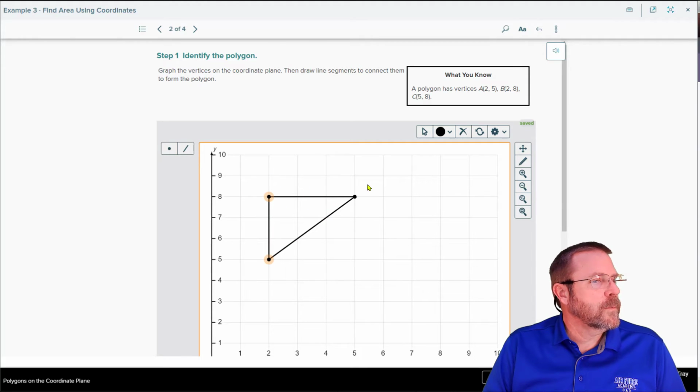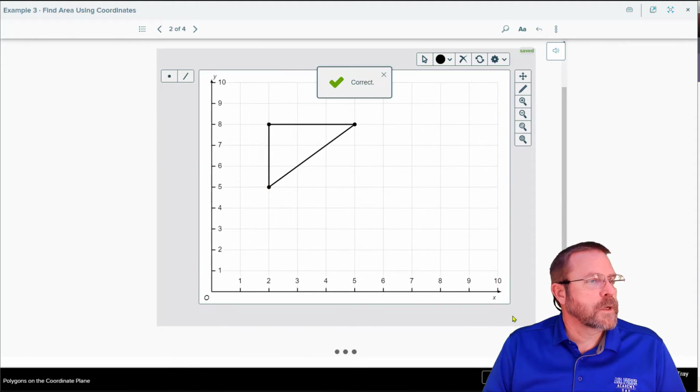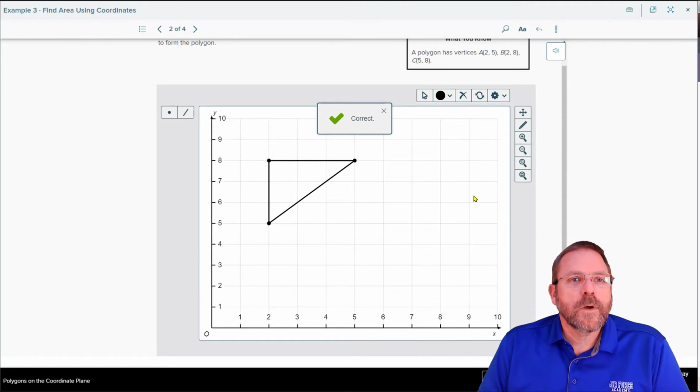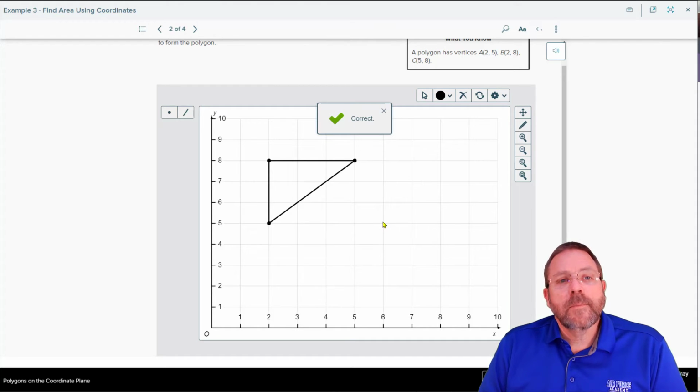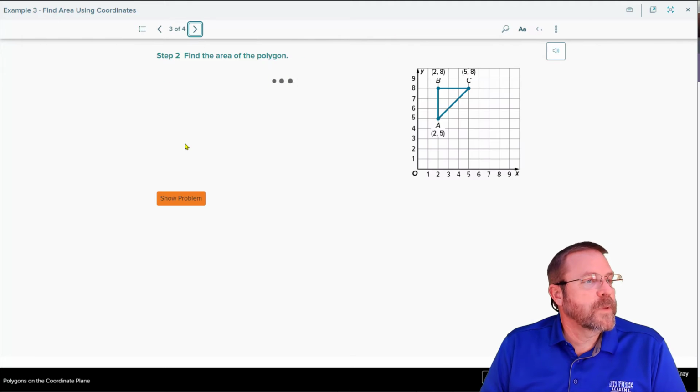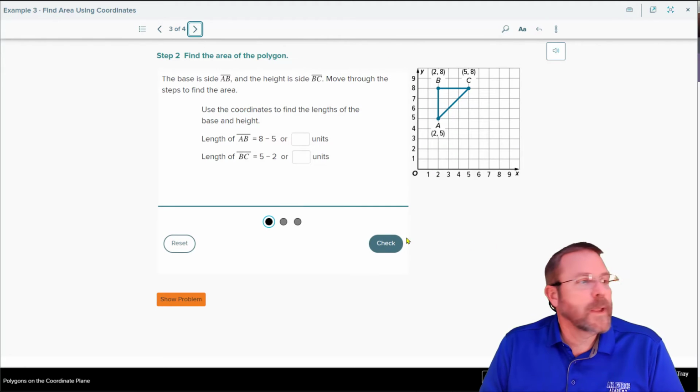And right there is going to be the triangle we need. Let's go ahead and check it, and it checks. That's the triangle we're going to be working with when we're trying to find its area. Now remember, the area of a triangle is going to be base times height divided by 2, or 1/2 base times height, depending on which format you use.